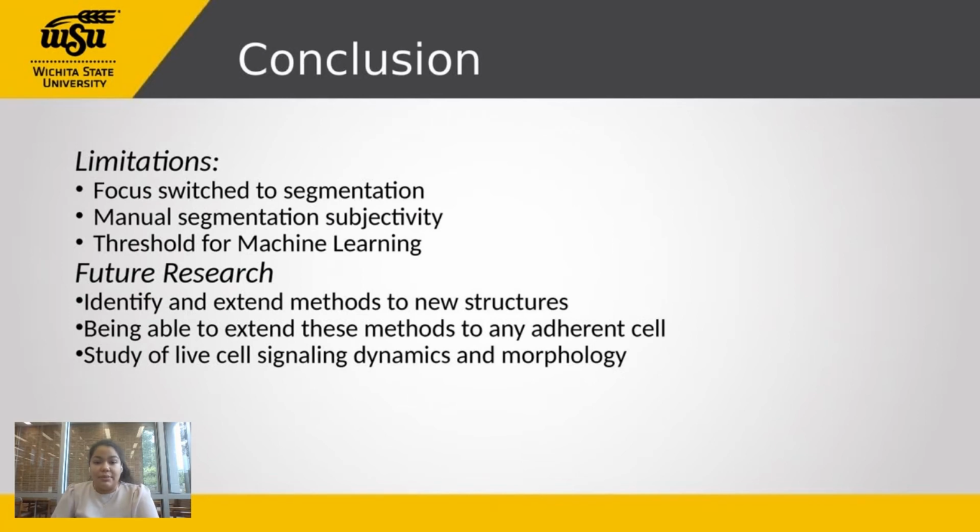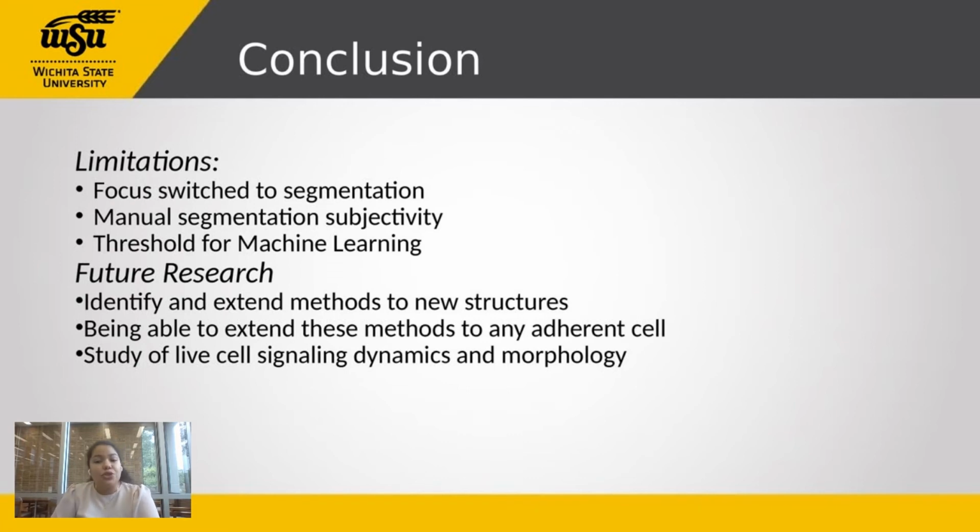Some limitations that we noticed while going through this project are, for one, the focus switched to the segmentation. Like I mentioned before, it was due to that manual segmentation subjectivity, where if two people segmented the same raw image, they would get different manual segmentations. Another thing that we ran into was determining the threshold for the machine learning. So when is it considered enough training for the machine learning to produce an accurate segmentation?